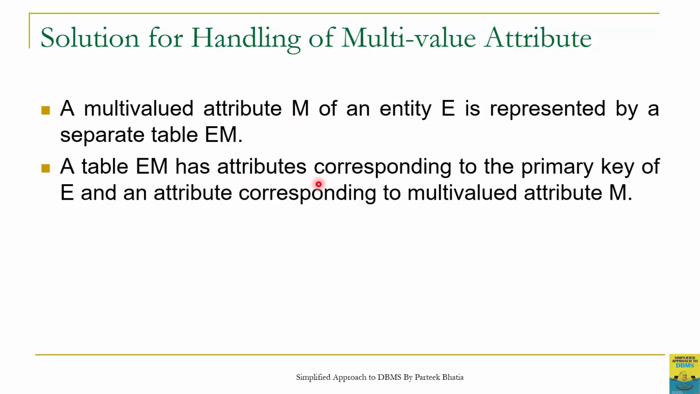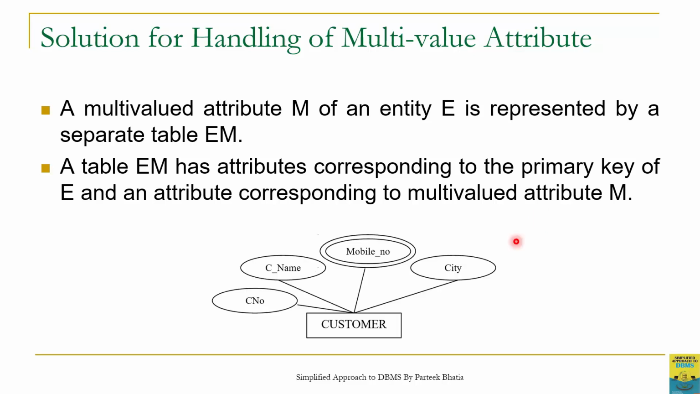A table EM has an attribute corresponding to the primary key of entity E and an attribute corresponding to the multi-value attribute M. It means that we have to create a table EM with two columns. One is the primary key of the entity set and another is the multi-value attribute. For example, if we have this entity set customer, then for the multi-value attribute mobile_number, we need to create a separate table. This separate table will have two columns. One will be C number and another will be mobile_number.